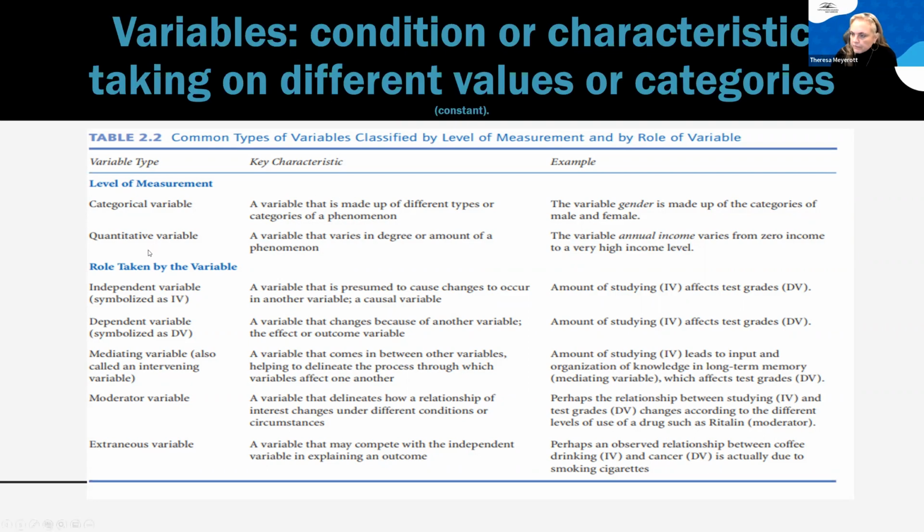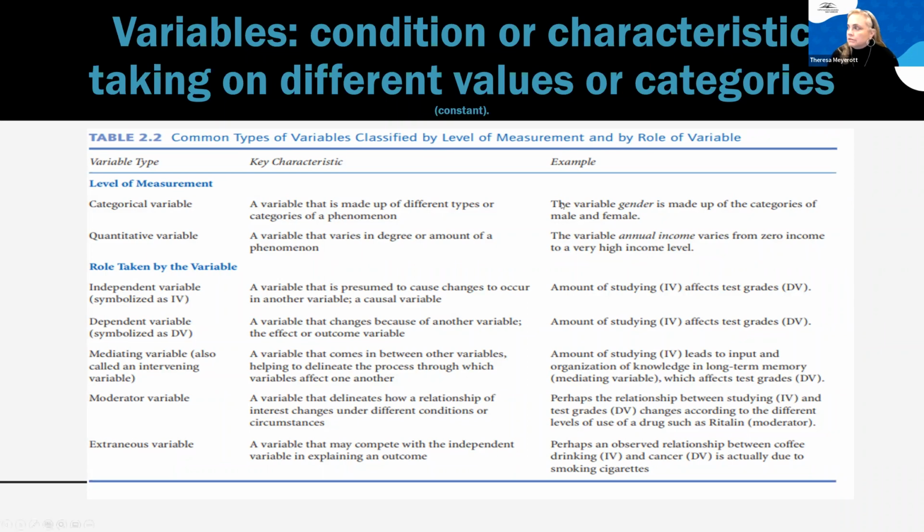So for example, a quantitative variable is a variable that varies in degree or amount of a phenomenon. For example, the variable annual income. It varies from 0 to very high, okay? A categorical variable is a variable that is made up of different types of categories of a phenomenon.